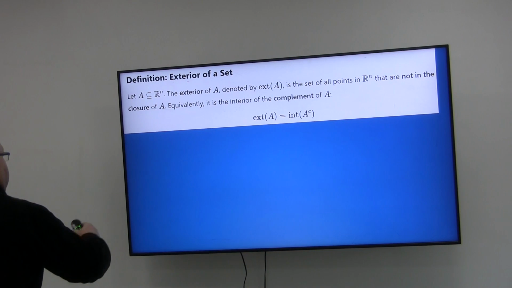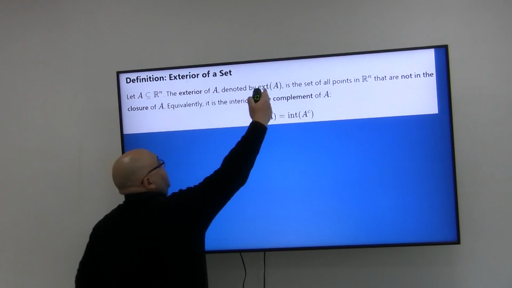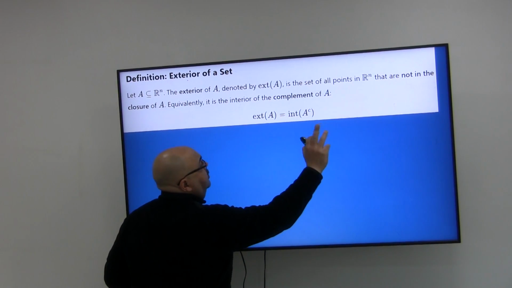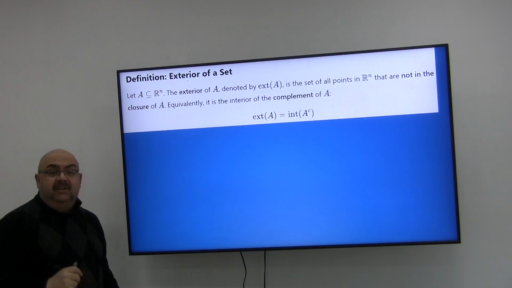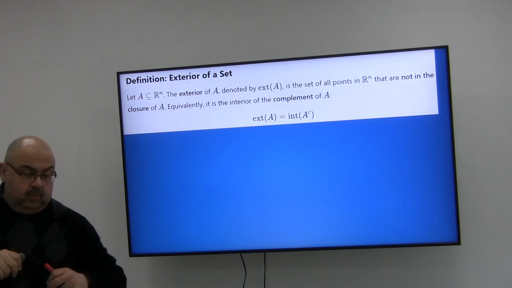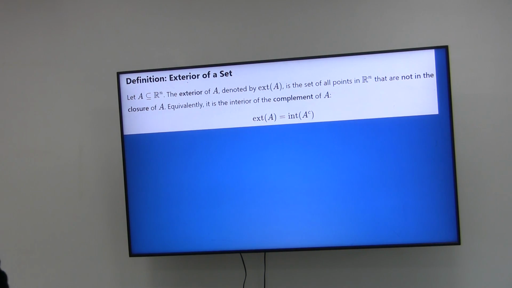Once more, an exterior of A, denoted by ext A, is the set of all points in R^n that are not in the closure of A. By the way, the word closure we will define soon. The closure means the interior of a set plus its boundary. يبقى كلمة closure it means the interior plus the boundary. The exterior of a set is all the points without the closure. Okay, so it's not including the boundary also.